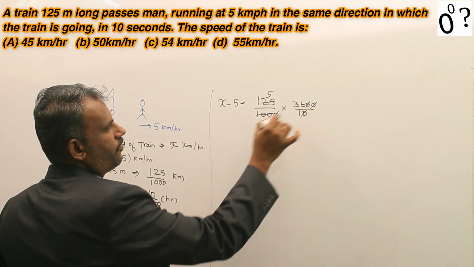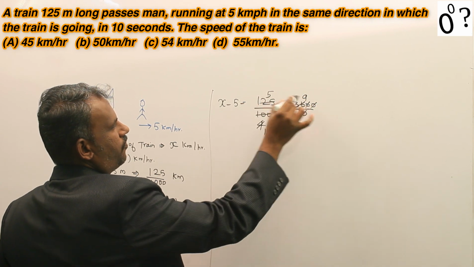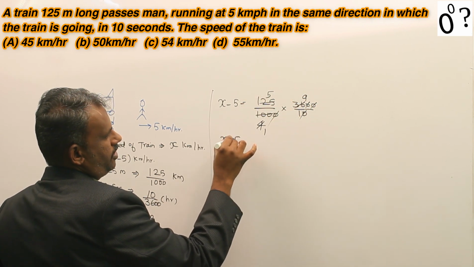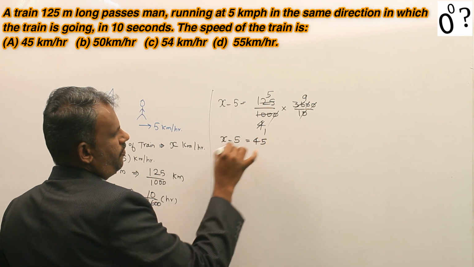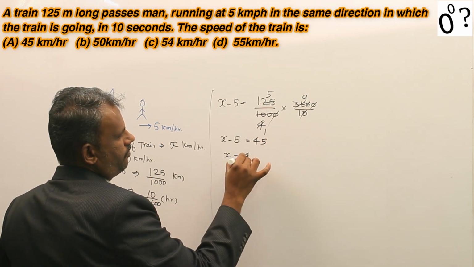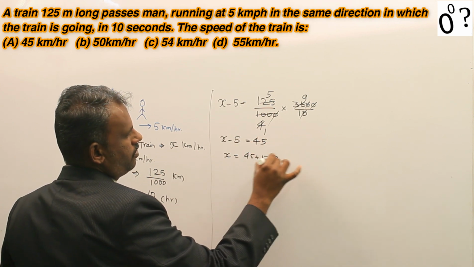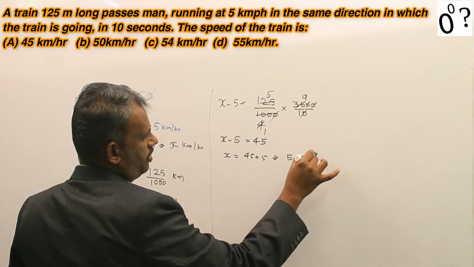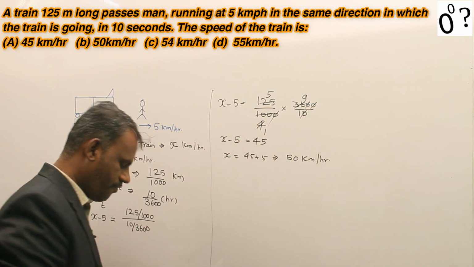So 5 into 9 is equal to 45. x minus 5 is equal to 45. x equal to 45 plus 5, which is equal to 50 km per hour. This is the answer for this question.